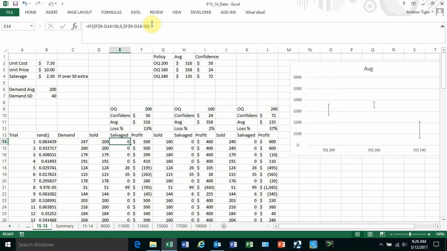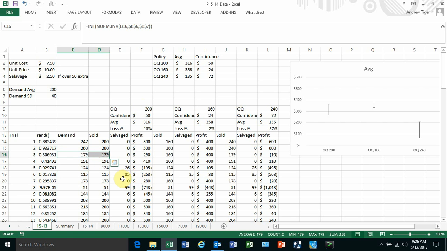What I salvage, and this is where you have to determine if the leftovers, which is 200 minus your sold, is less than 50, then you can't salvage anything. Otherwise, you get anything over 50 that you can send back. So if we look at this particular example, the demand is 124. I have 200 on hand, so that's 76 that I have. That's over 50, so I can send back anything over 50, which is 26.